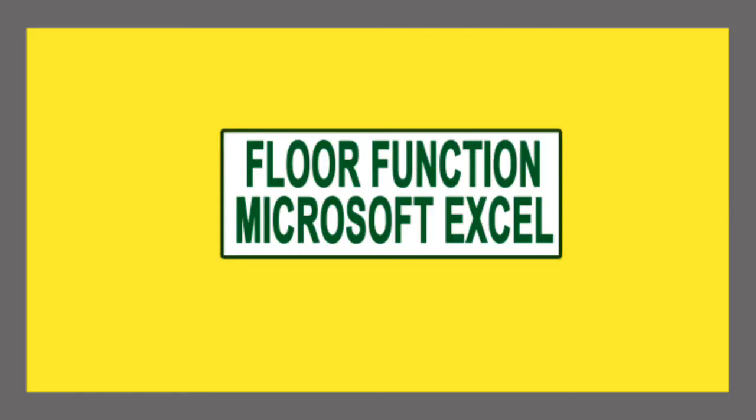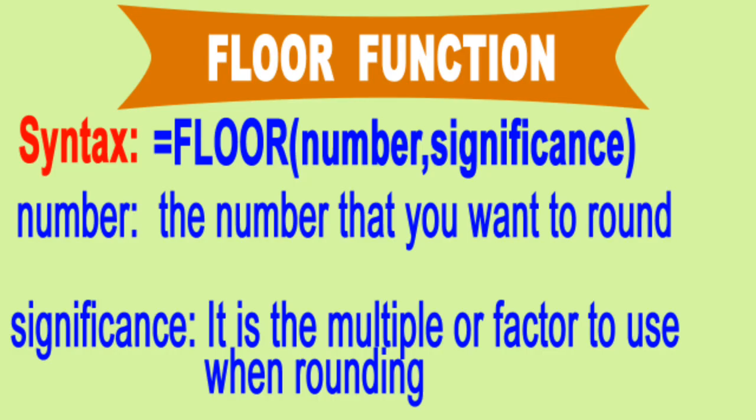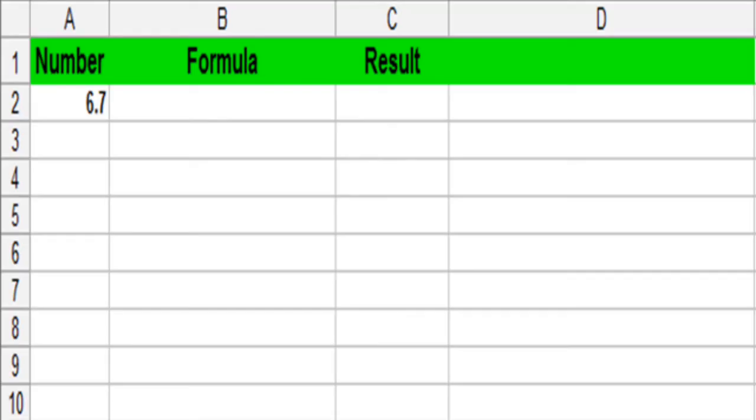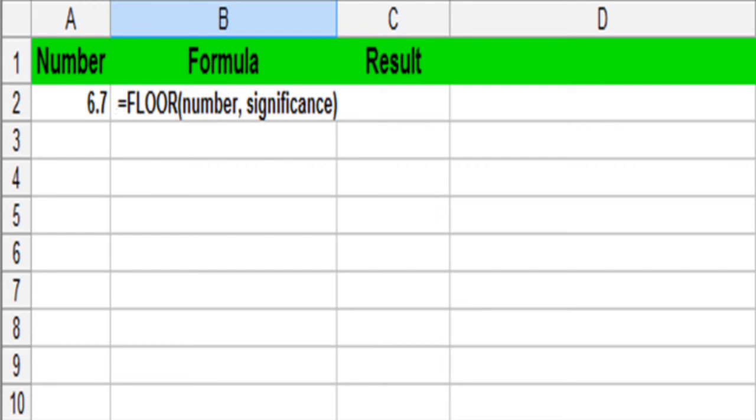The Excel floor function rounds a given number to the nearest specified multiple. Floor function always rounds down. Number 6.7. Floor function formula: equals FLOOR(number, significance).